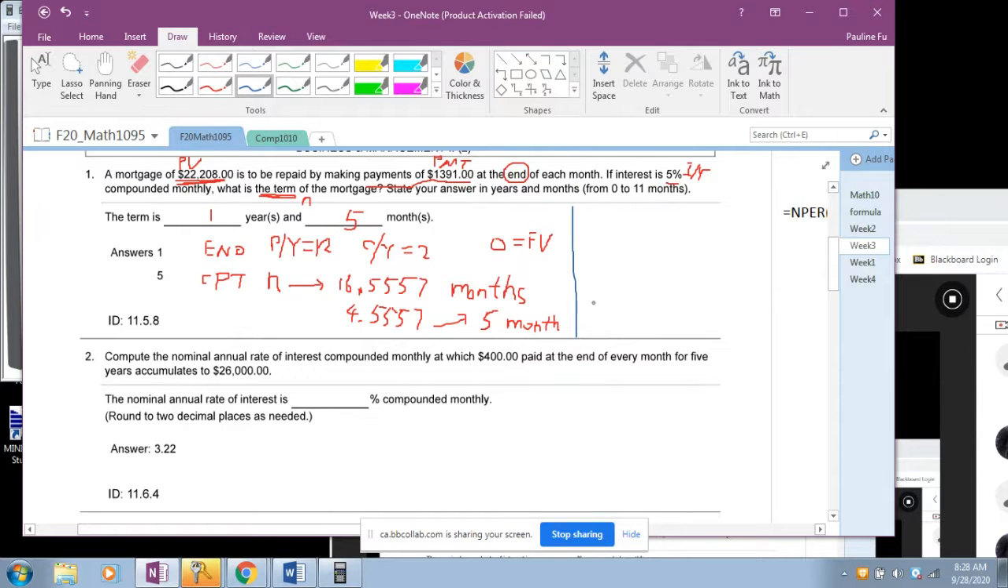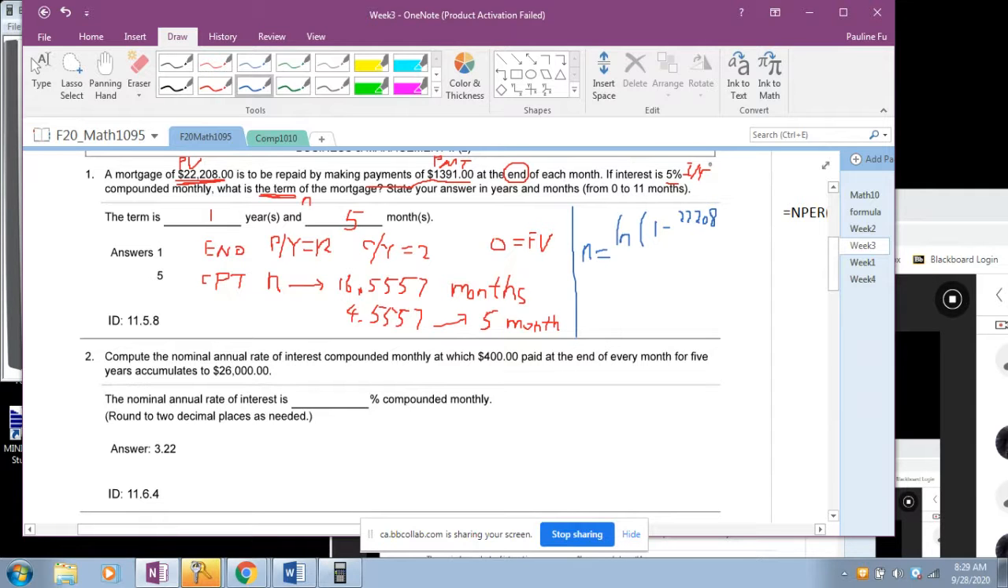The formula says n equals, and you need to use the natural logarithm ln, bracket, 1 minus PV times I. Present value is 22,208. Okay, so I is 5%.